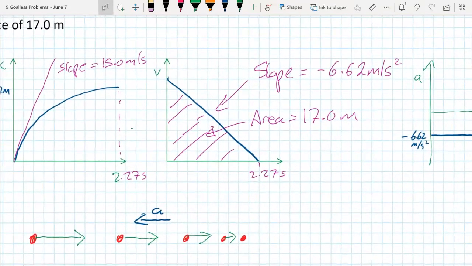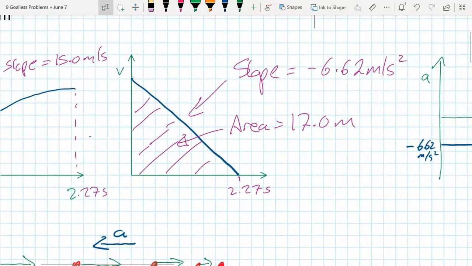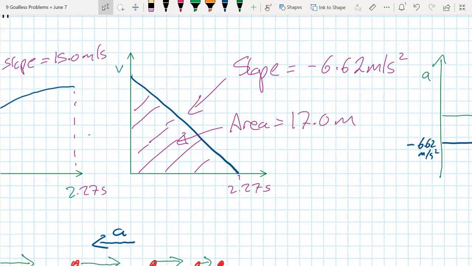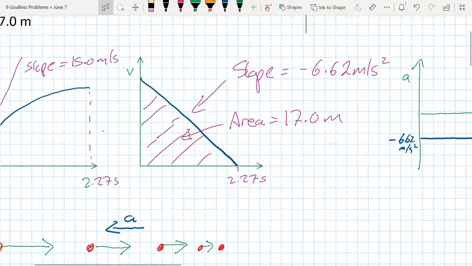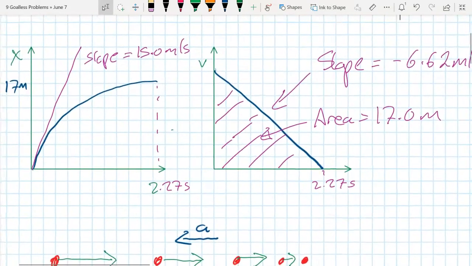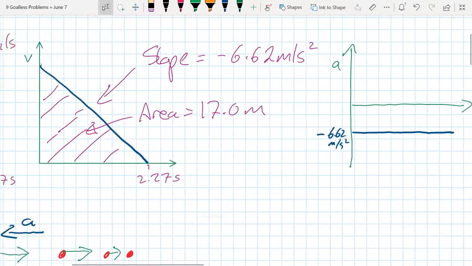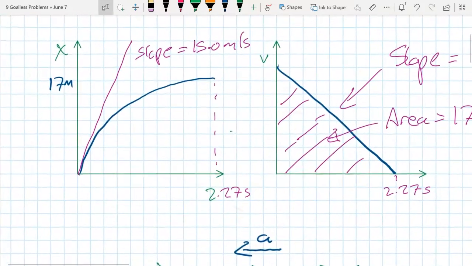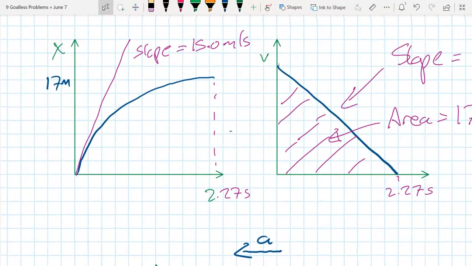I sketched the area under the velocity time graph is displacement. The slope of this velocity time graph is the acceleration, which we just found, or I just found. I figured out that it took 2.27 seconds to stop, so I put that time on there. I also figured out that the initial slope is 15 meters per second, right? Because the initial velocity is 15 meters per second.